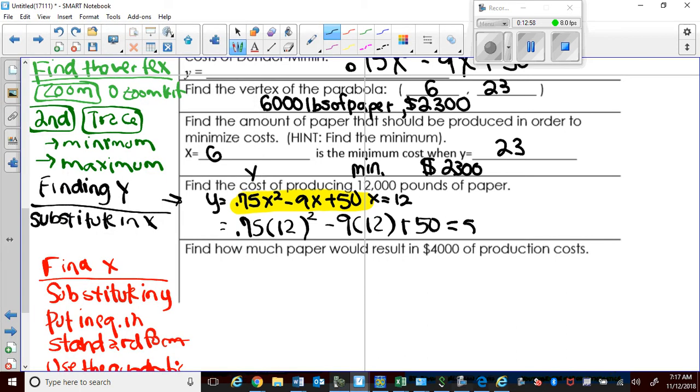So at this point I'm paying $5,000. The cost equals $5,000.